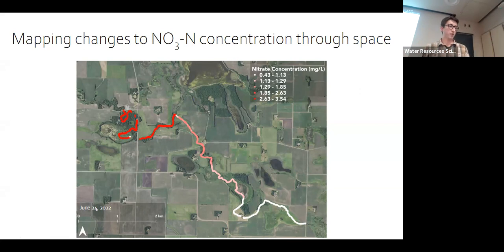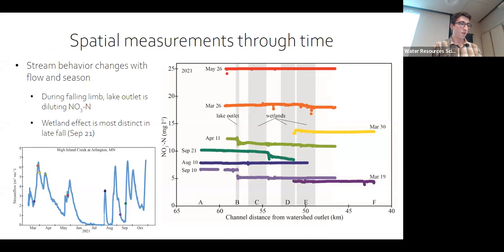And what we've done is we've taken the sampling platform and gone bi-weekly for several years, and we have a lot of this data. And so you can look at how these spatial measurements change through time. On this right figure, we see channel distance from the watershed outlet on the x-axis, nitrate concentration on the y-axis. And each of these lines, these different colors, represents a different sampling date.